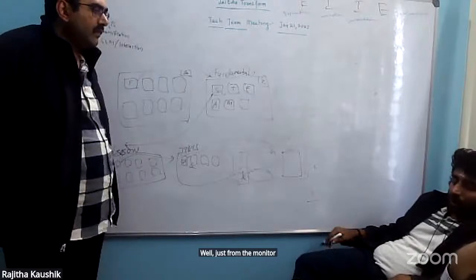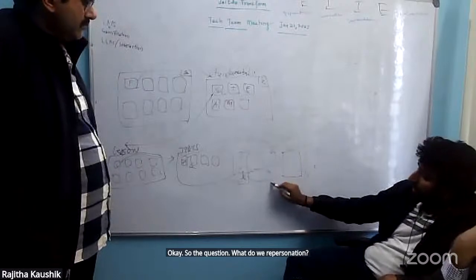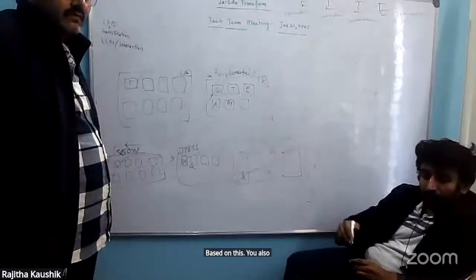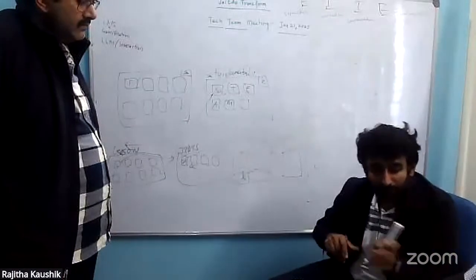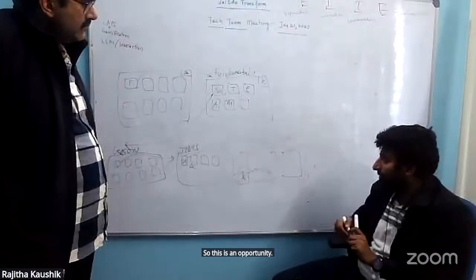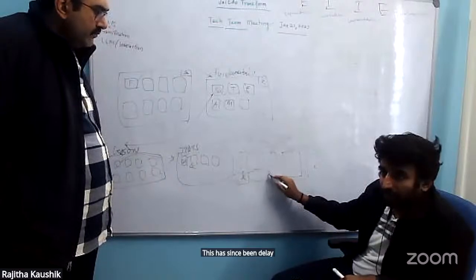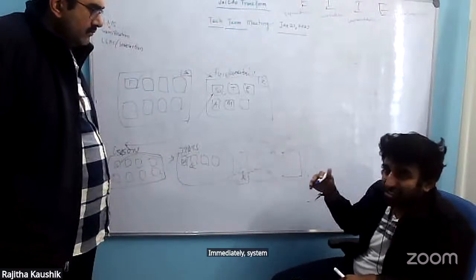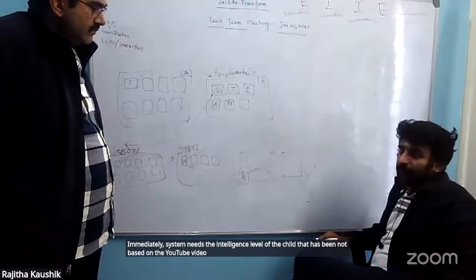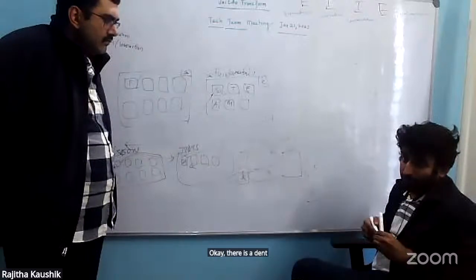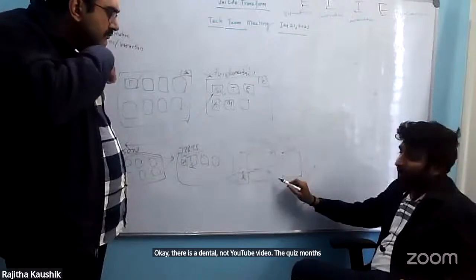So Darshan, what do you mean by personalization? Based on this insight, he also gave the same thing, a quiz containing answers that can be found only in the video. With this assessment, the system immediately reads the intelligence level of the child. That has to be based on the quiz, not on the YouTube video. Let's say you give the quiz answers, the quiz marks are known, and that data is available with Google.